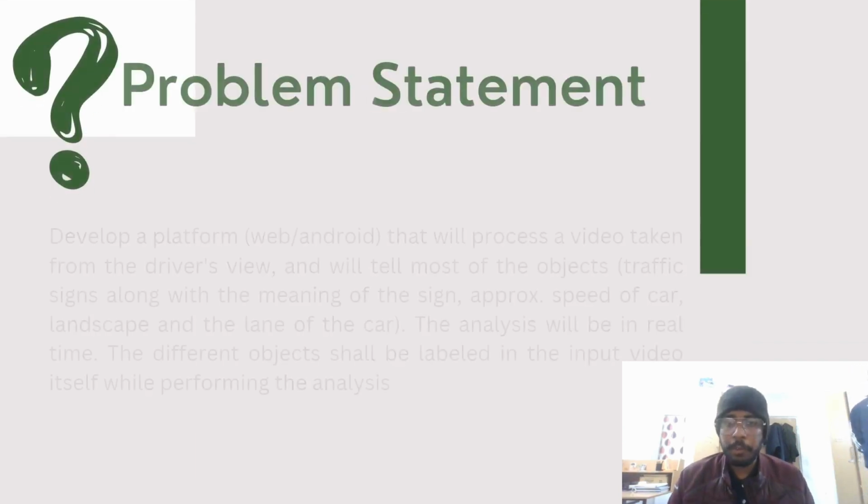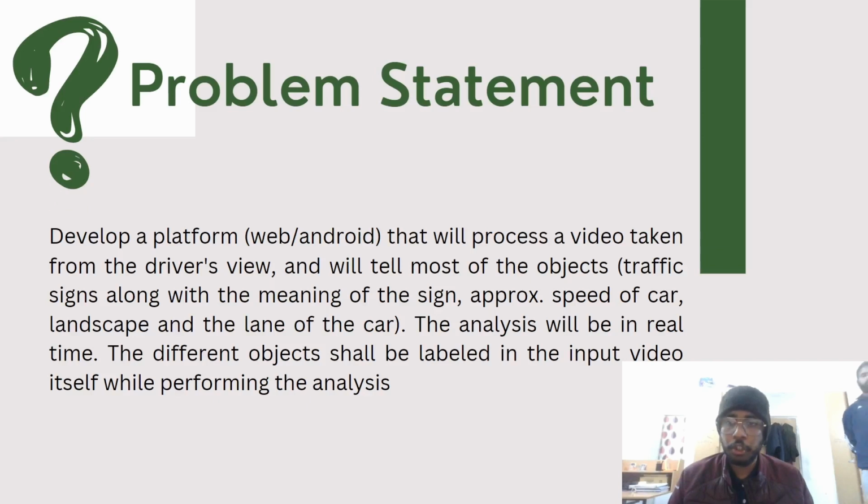The problem statement of our project states that we have to develop a platform, which could be either web or Android, that will process a video taken from the driver's view and will tell most of the objects, that is, the traffic signs along with the meanings, the approximate speed of the car, the landscape and the lane of the car.